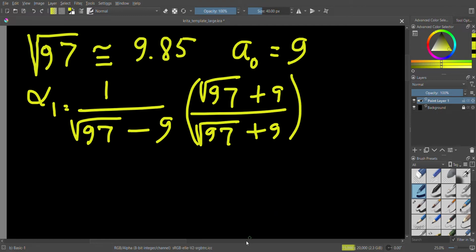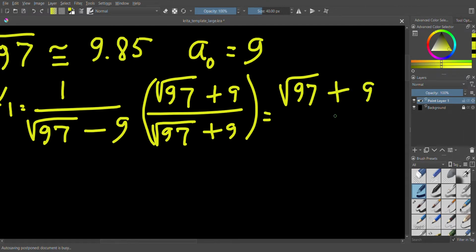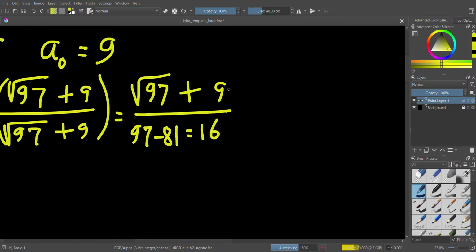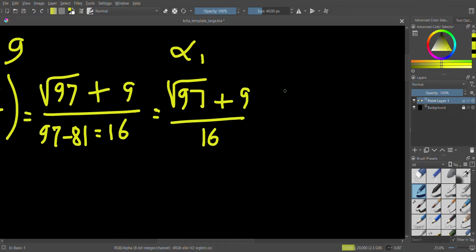And what do we get? And this time I have a little more space because I changed my template. 97 minus 81, which is equal to 16. Then we come in here, and that's really our alpha 1. So alpha 1, let's clean it up, is square root of 97 plus 9, divided by 16. Now this leads to an A1. We said this is about 9, so 18 over 16, floor it, you get A1 is equal to 1.